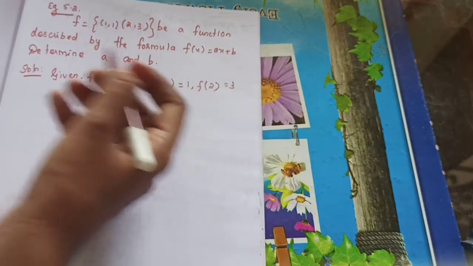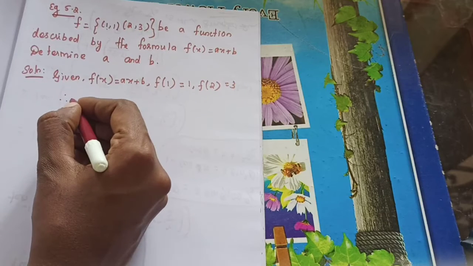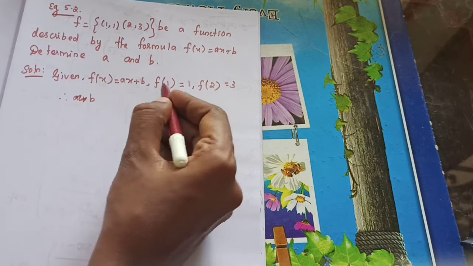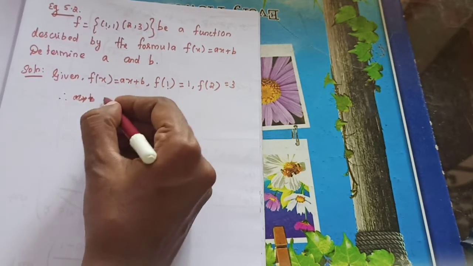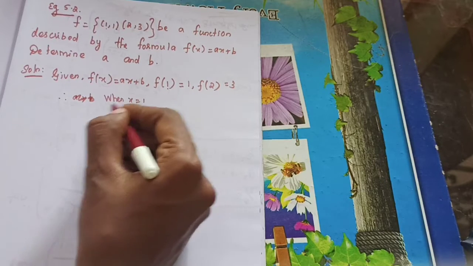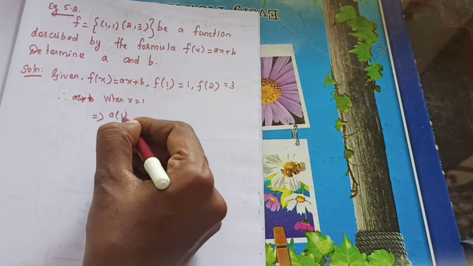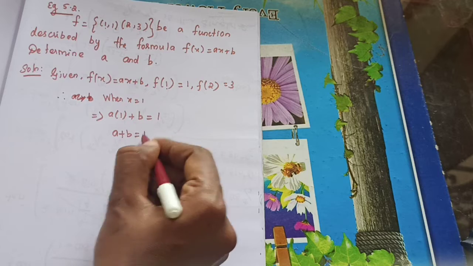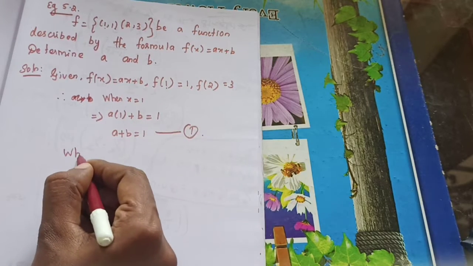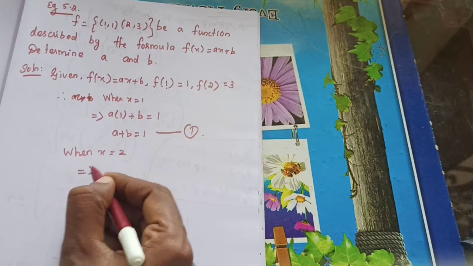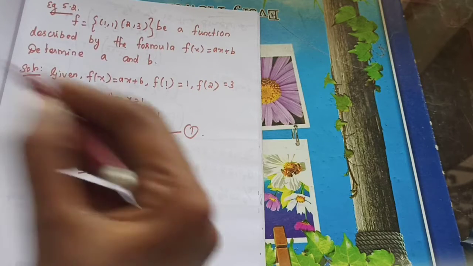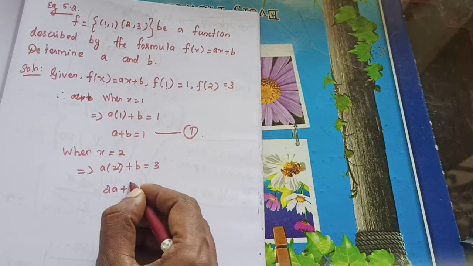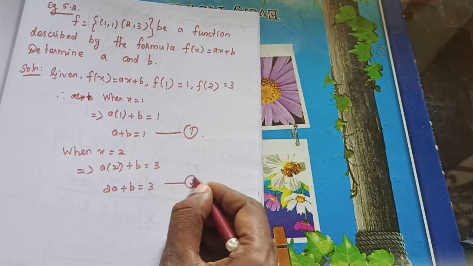This one you have learned in 10th standard, is it right? 3. Then therefore what's the value for a plus b? Understand? First you need to substitute x is 1, is it right? That is, when x is equal to 1, which implies a into 1 plus b equal to 1, correct? So what will you get? a plus b equal to 1. Take it as the first equation. Then when x is equal to 2, substitute a into 2 plus b equal to how much? 3. So 2a plus b equal to 3. This is equation number 2.